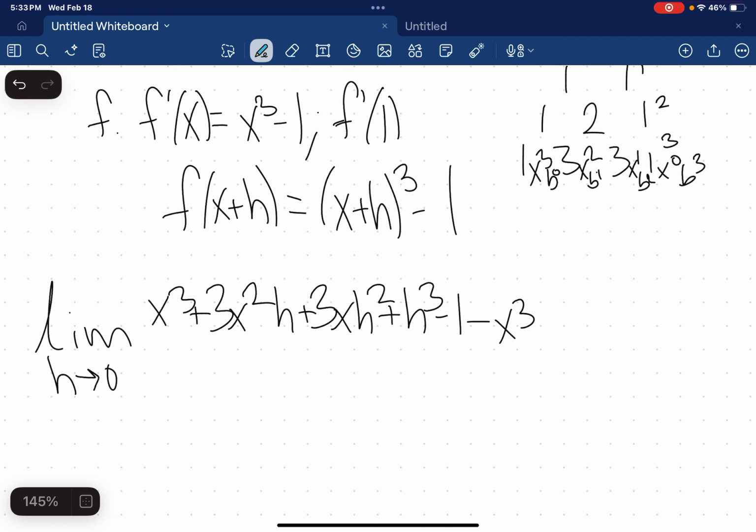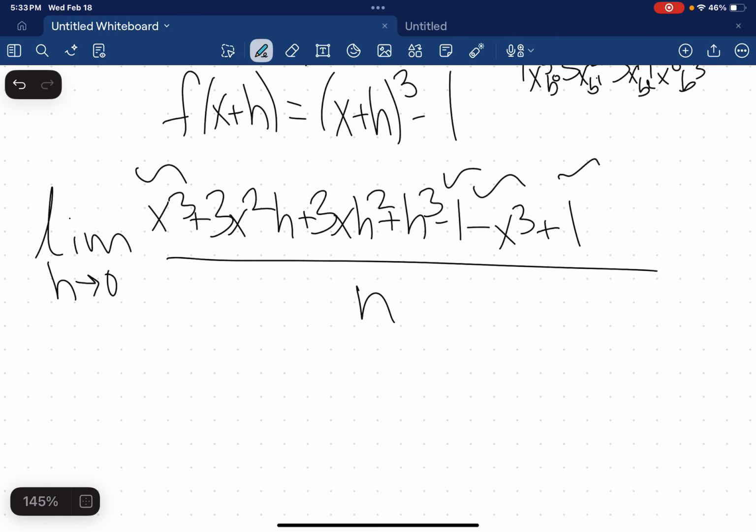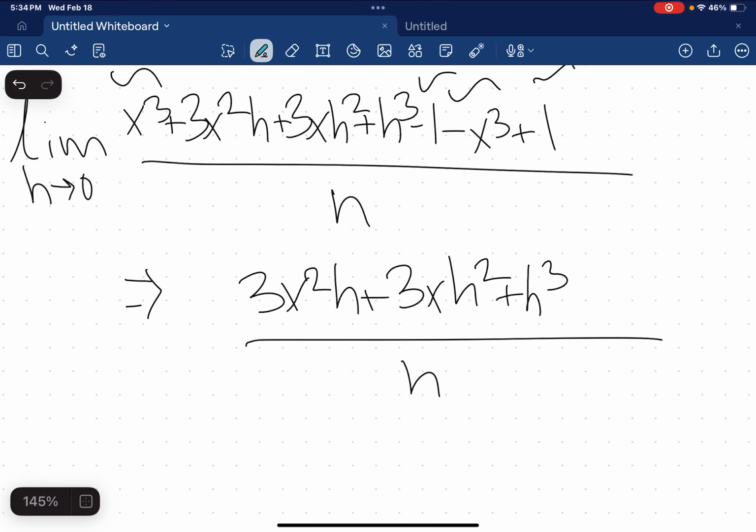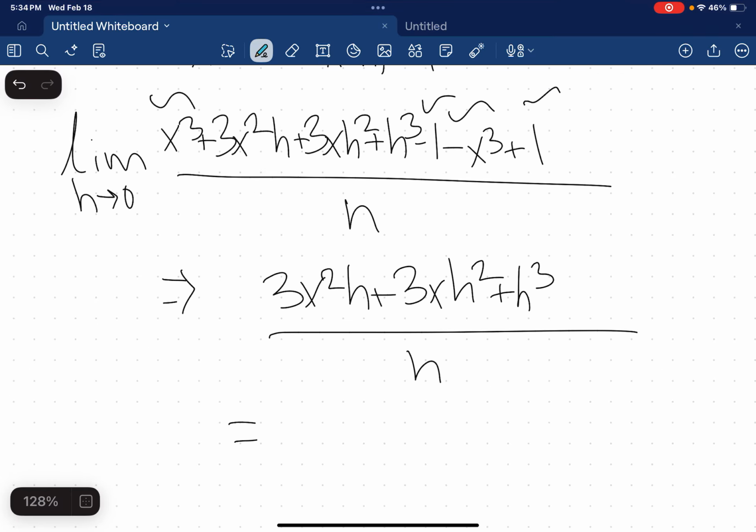Minus x cubed minus minus 1, so plus 1, over h. Look at that, these x cubes cancel out, these 1s cancel out. That leaves us with 3x squared h plus 3xh squared plus h cubed, divided by h. Cancel these h's out.